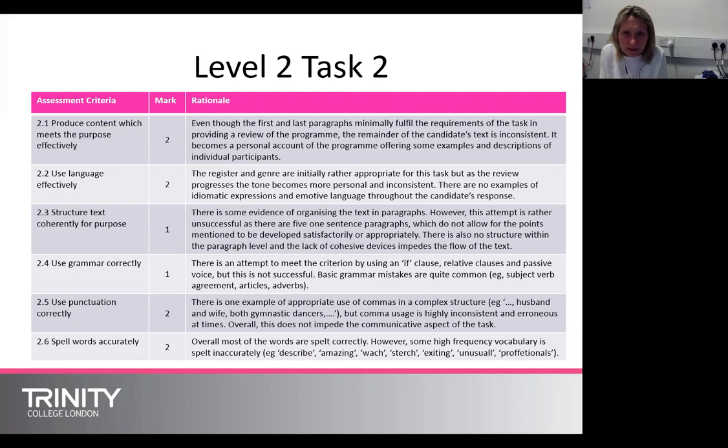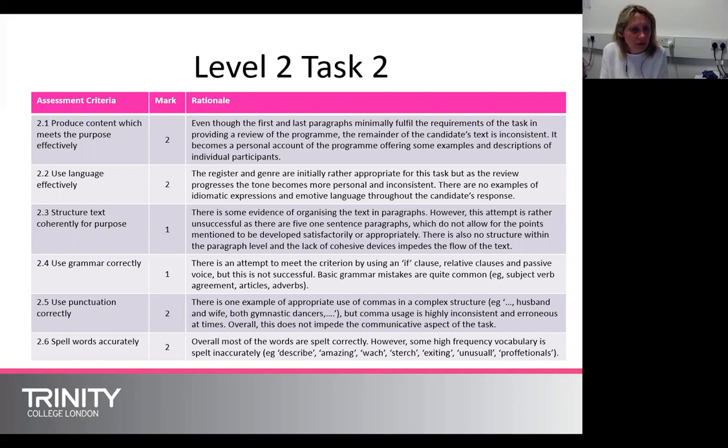The 2.1, 2.4, sorry, there is an attempt to meet the criterion, but this is not successful. There are quite a lot of grammatical mistakes, so the candidate gets 1 mark here.